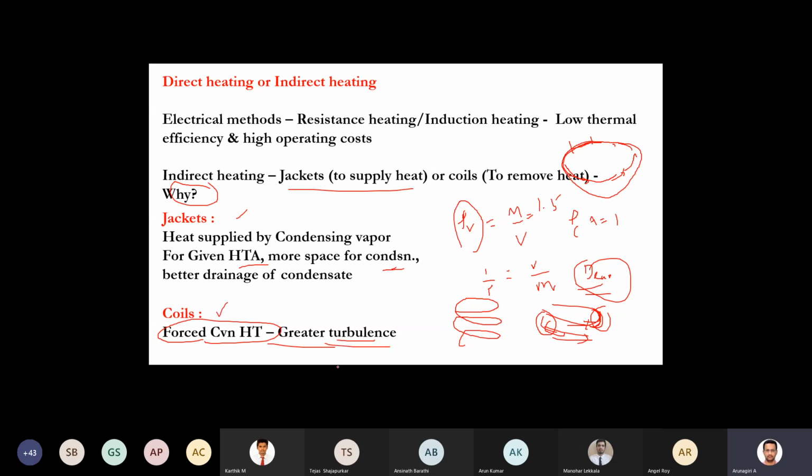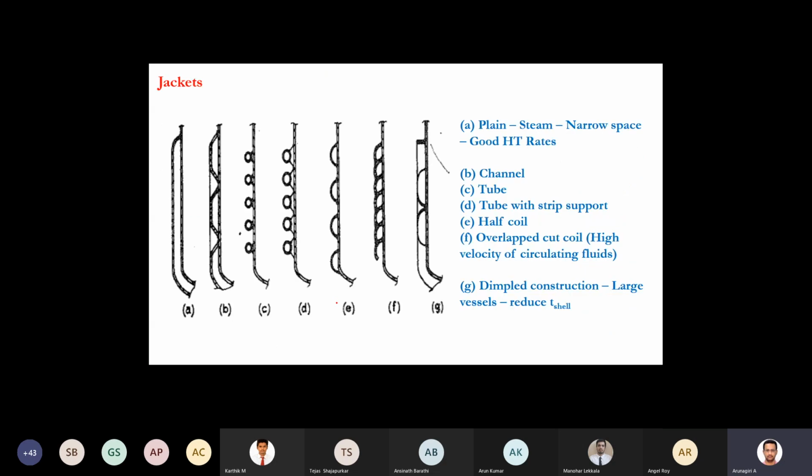The turbulence is simply created, but not in jackets. For jackets, we have different types. This A is the plain jacket. Then B is the channel type, a modification of these. Or you can have tubes: you just make tubes over the vessel wall. This is the vessel wall, and this is the jacket. This is like a channel arrangement, and this is like a pipe arrangement, a modification of all these.